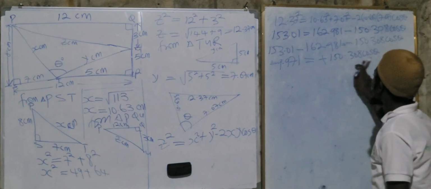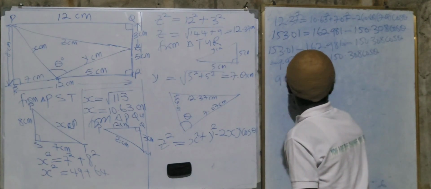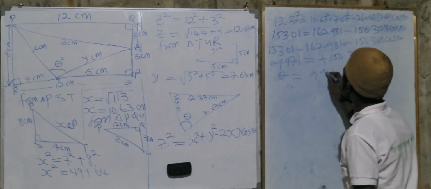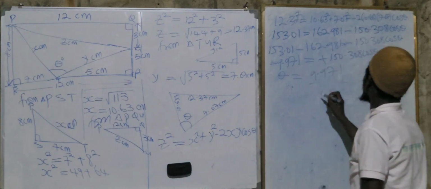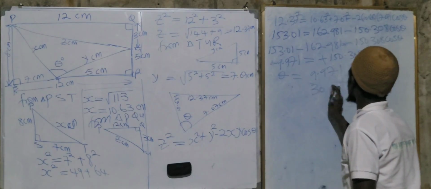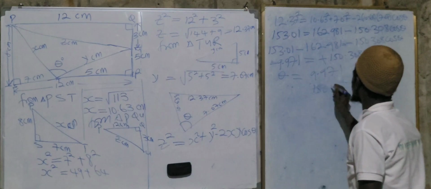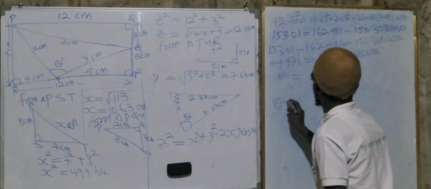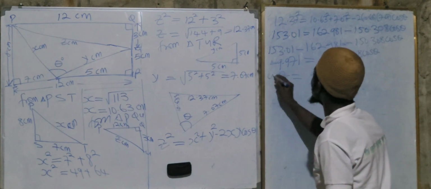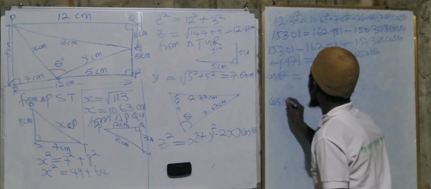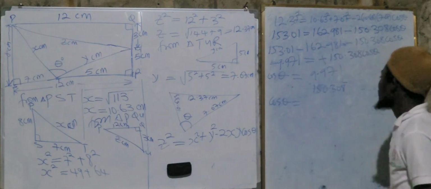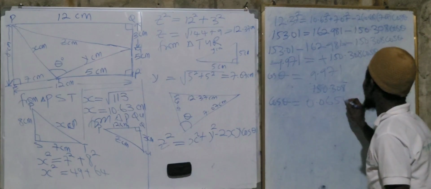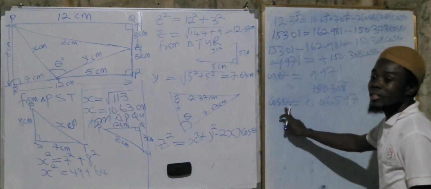So divide both sides by this area here. Theta now is equal to 9.971 all upon 150.308, eh? So cos theta here is now equal to 0.06597, eh? Now make theta the subject.